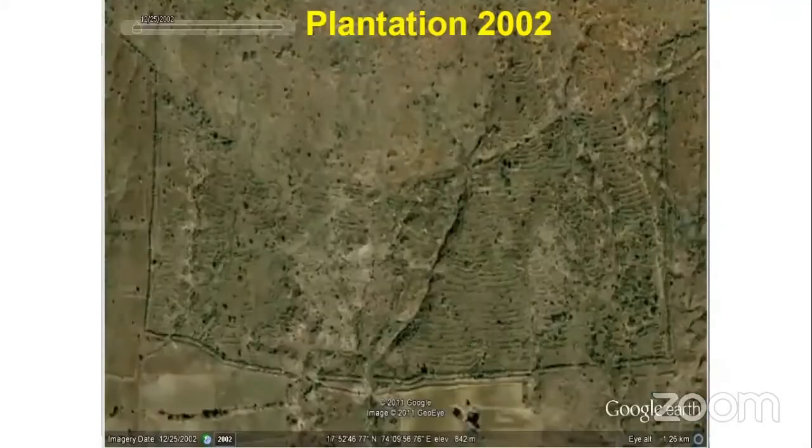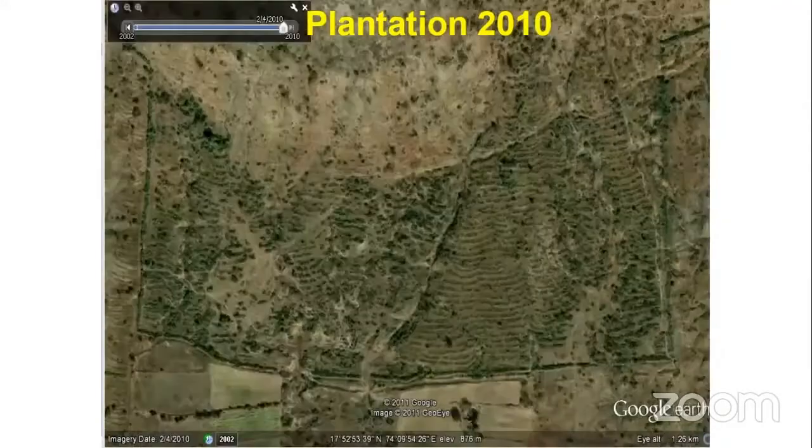We can see over there, this is the image of plantation. In 2002, there was no plantation over here, and you can see the impact of the plantation that has been done earlier.